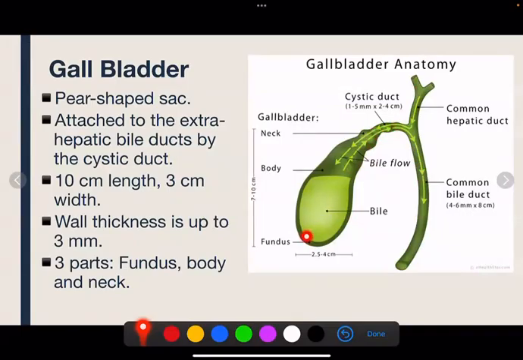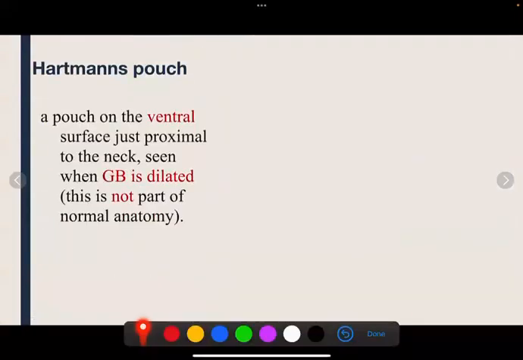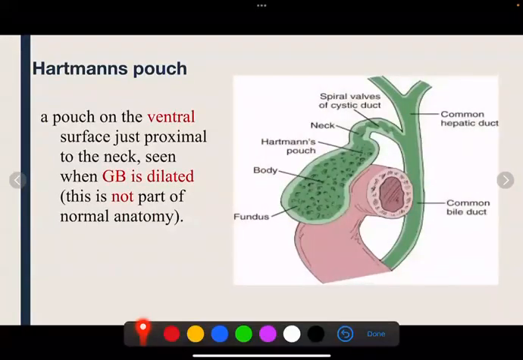It's about 10 centimeters in length and 3 centimeters in width, and the wall thickness is up to 3 millimeters. It has three parts: fundus, body, and the neck. The neck has the infundibulum, and sometimes there is a Hartmann pouch. The Hartmann pouch is a pouch on the ventral surface of the gallbladder, just proximal to the neck. This is seen usually when the gallbladder is dilated, and probably it's not a part of the normal anatomy. This is the Hartmann's pouch.